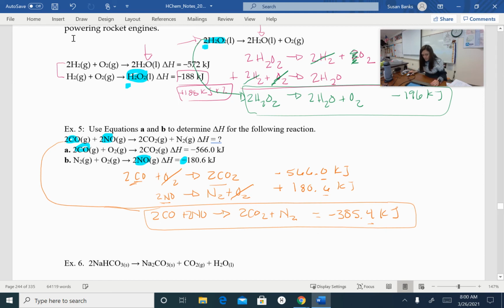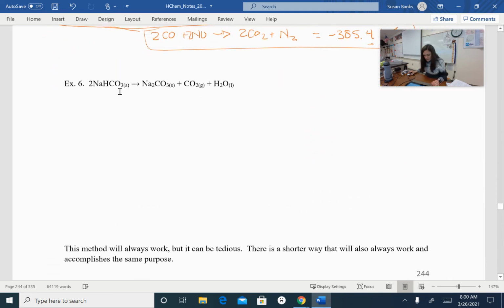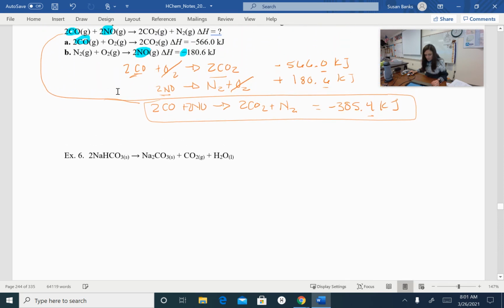Okay, so let's look at this one. Let's see, we're going to have to actually look at our table here. We've got sodium bicarbonate going to give us sodium carbonate and carbon dioxide and water. We're going to have to look at our equations and our tables for this.